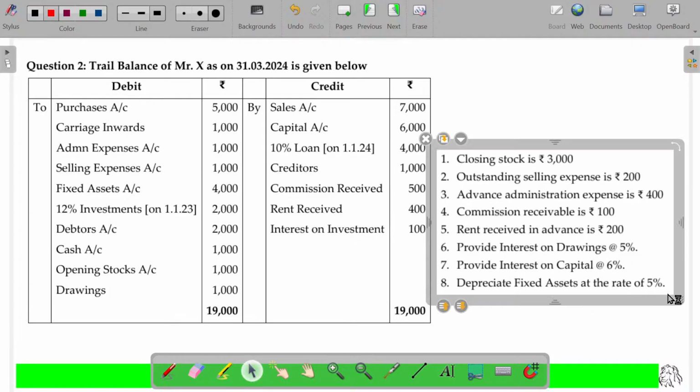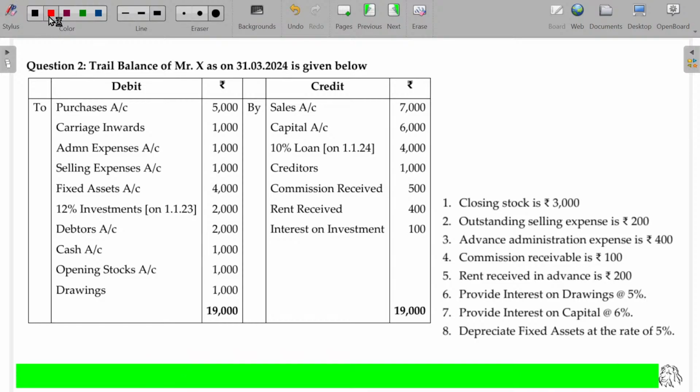Now, in simple points. In case of closing stock, what is that? Trading account credit and P&L account, balance sheet asset side, right? So the value being 3,000. Apart from that, in case of outstanding expenses, add with the concerned expenses and post that in the liability side. This is a simple rule.